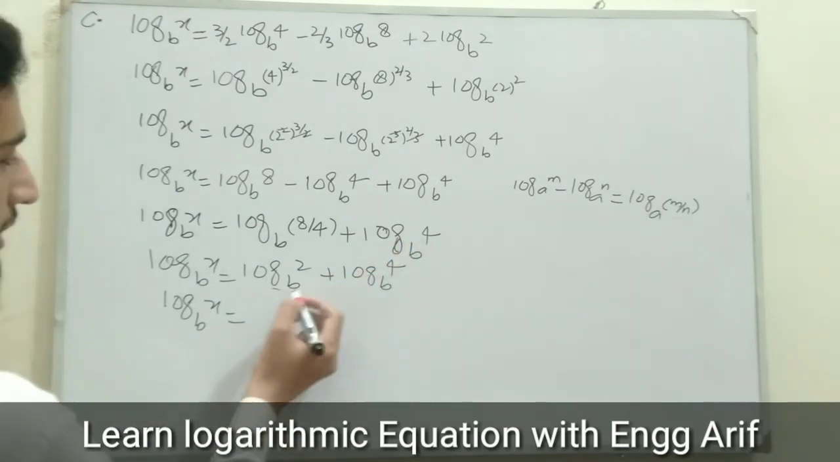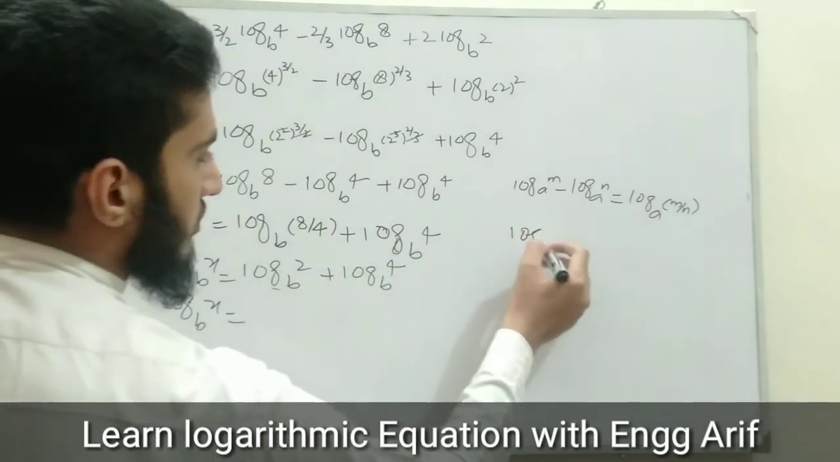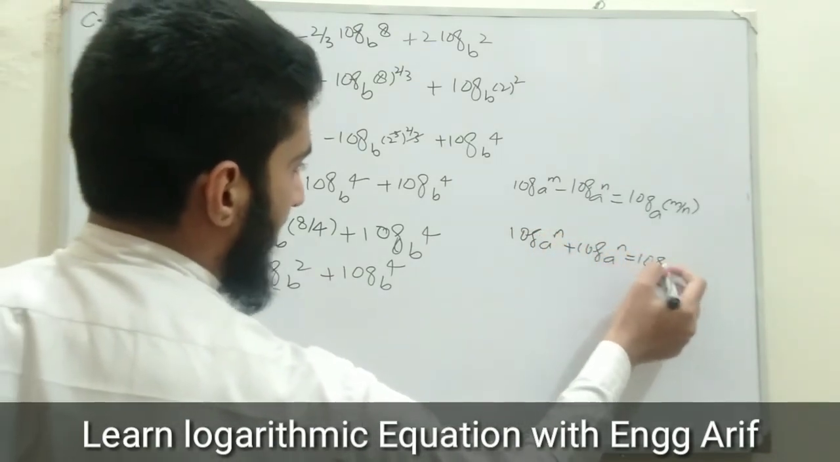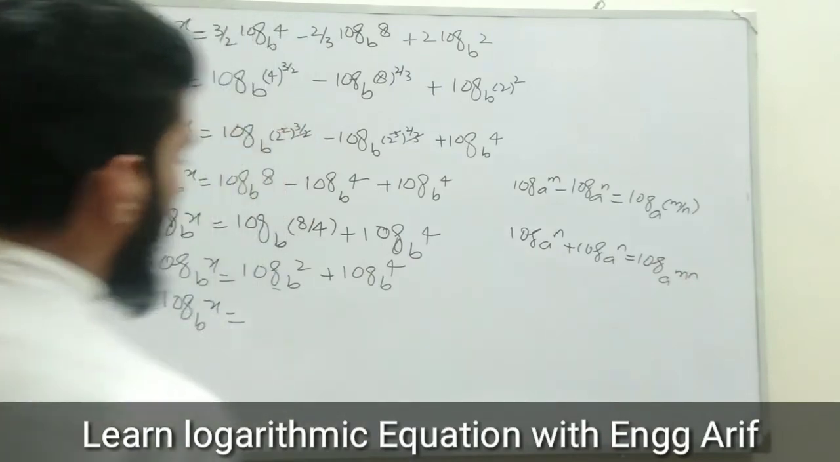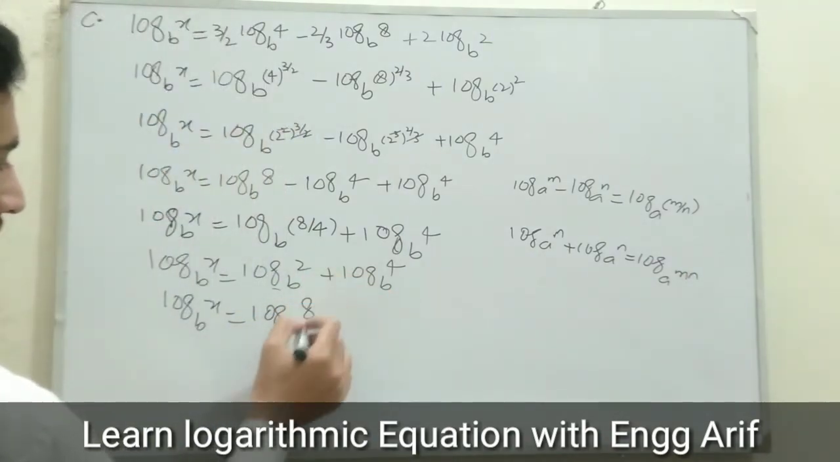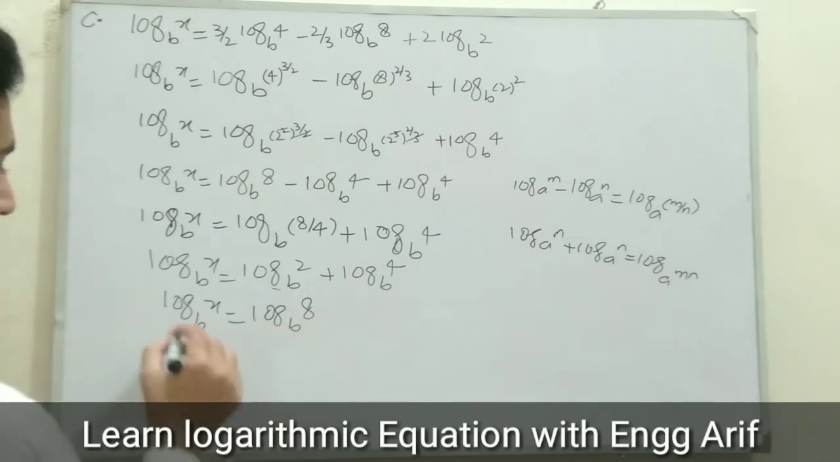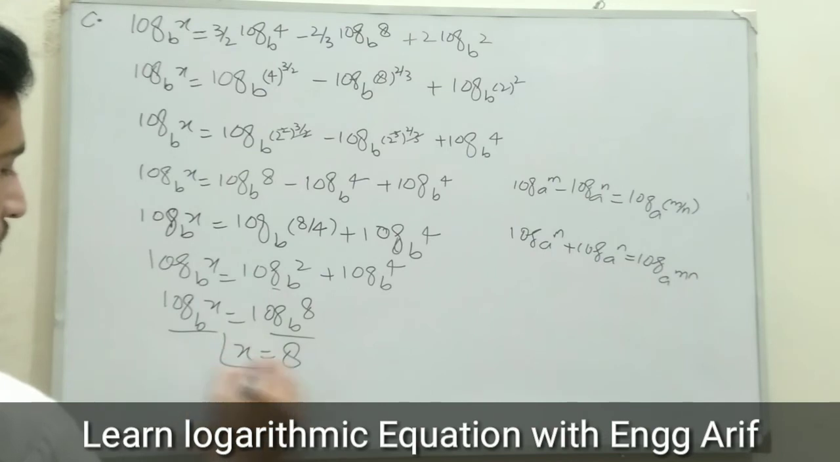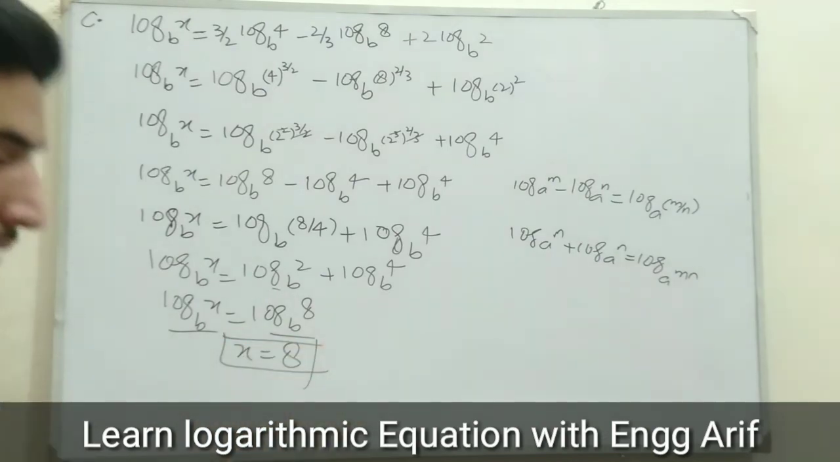Here we use the formula log of a power m plus log of a power n, which is equal to log of a power m multiply n. So 2 will multiply with 4, so log of 2 multiply 4 gives us 8. So log of 8 to the base b. The bases on both sides are the same, so the powers must be the same, so the value of x will be equal to 8. So the solution is x is equal to 8 for part C.